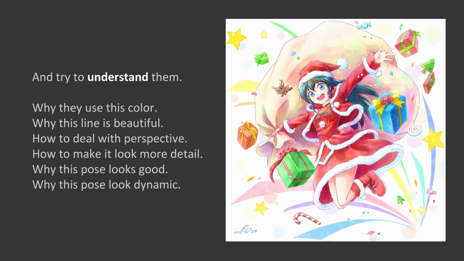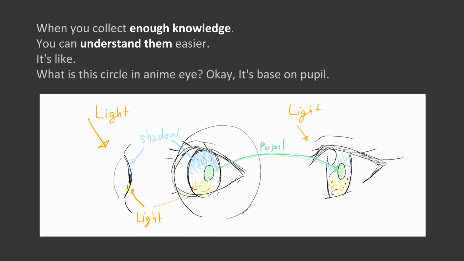Why do they use this color? Why is this line beautiful? How to deal with perspective? How to make it look more detailed? Why does this pose look good? Why does this pose look dynamic? When you collect enough knowledge, you can understand them more easily.